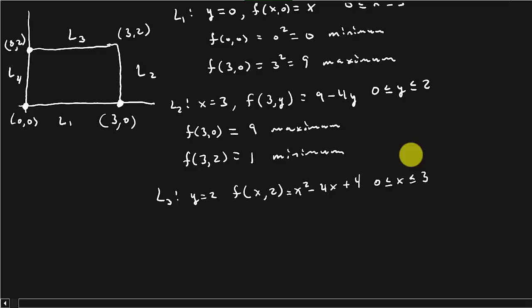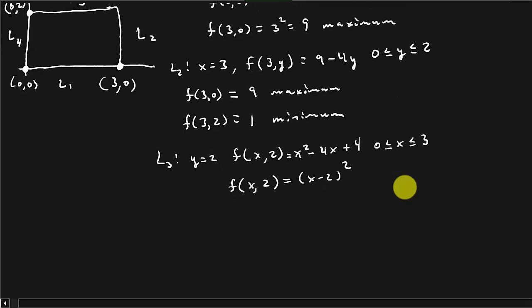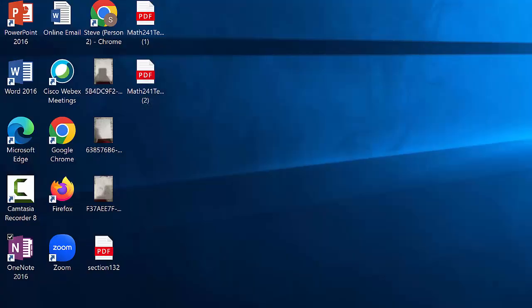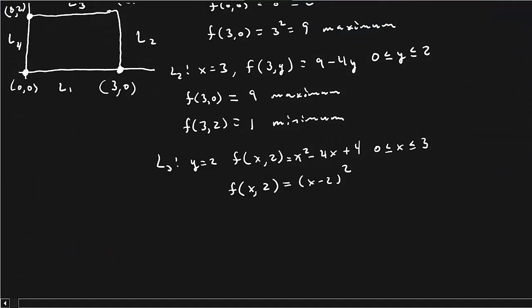Well, this might be kind of difficult to see, but if we look at f of x, 2, and let's say we factor this thing, can you see that the smallest value is going to be when we plug the 2 in? That's going to be the smallest value when we plug 2 in.